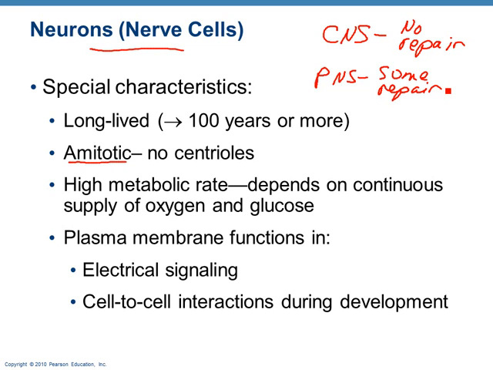But in the CNS, there's no repair at all. So if you sever your spinal cord, it's severed. It's not going to grow back. So that's one of the main differences. You do get some repair in the PNS, very little or none in the CNS. If you have brain damage, it's very hard to get that part of the brain to come back. Those cells are damaged.